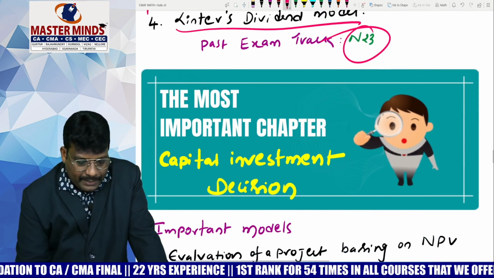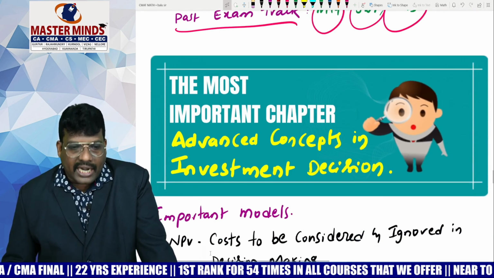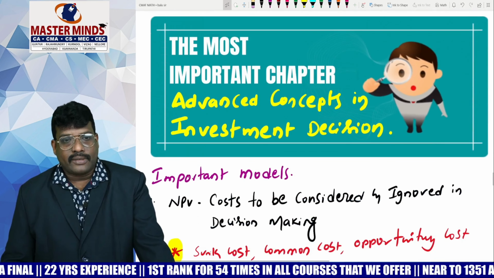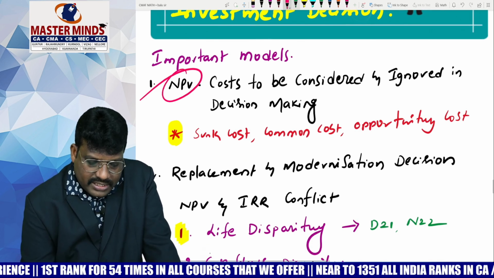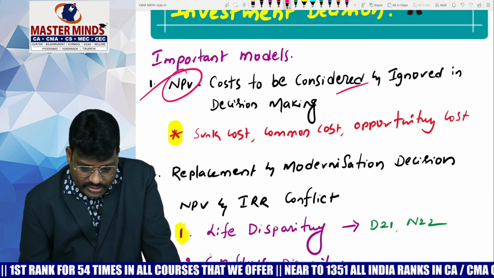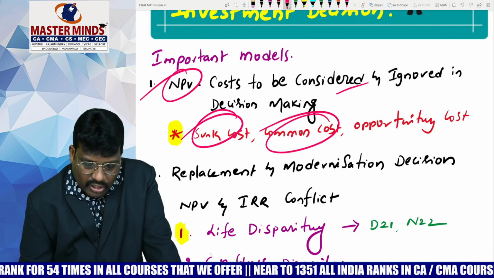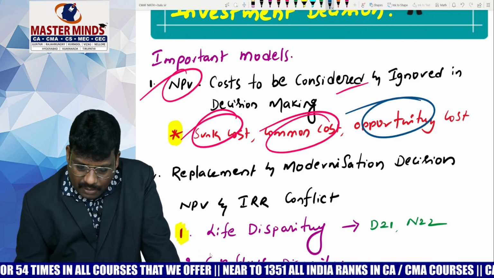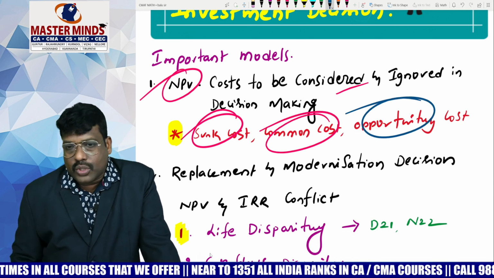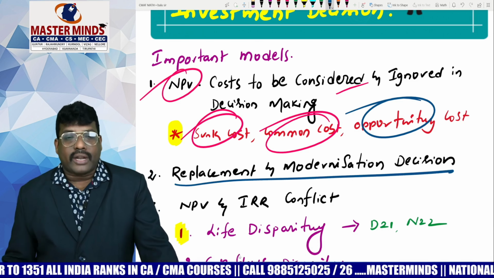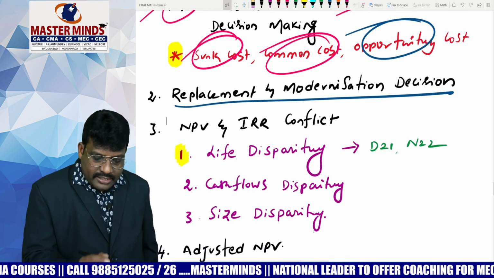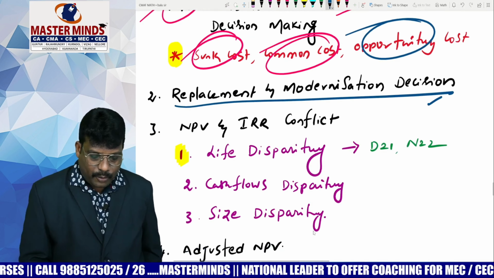Next, capital investment decision, right? Thereafter, advanced concepts in investment decision. Same, we evaluate a project basing on NPV, where we consider various costs: sunk cost, common cost, as well as opportunity cost. These are the costs we consider. And at the same time, replacement and modernization decisions. So this replacement decision model is also important.